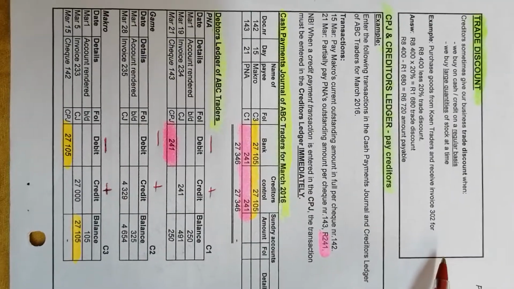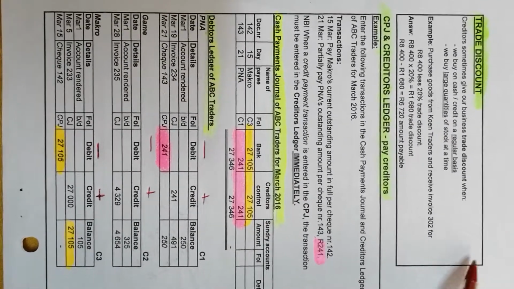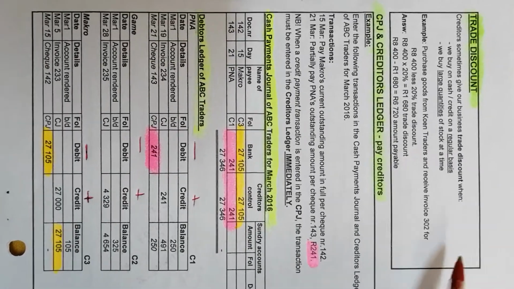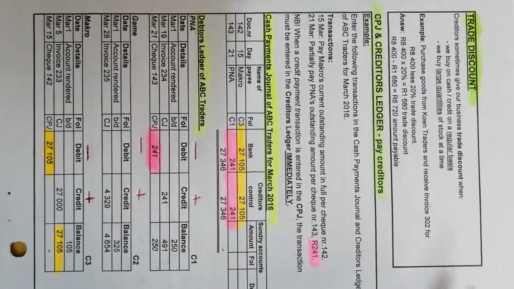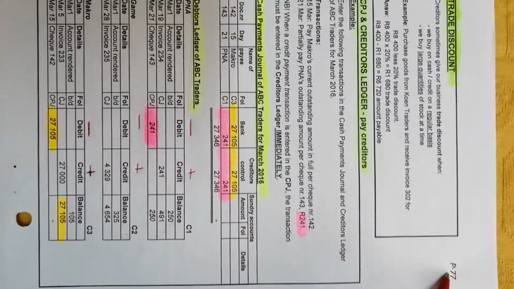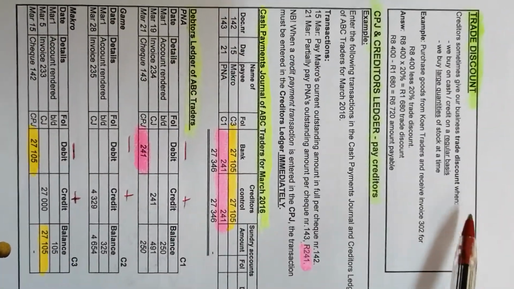Last week we did where you buy on credit. So basically, if you buy on credit, you owe a creditor money, which means a creditor is a liability. Now, if you look on page 77, you will see that we're going to do trade discount.